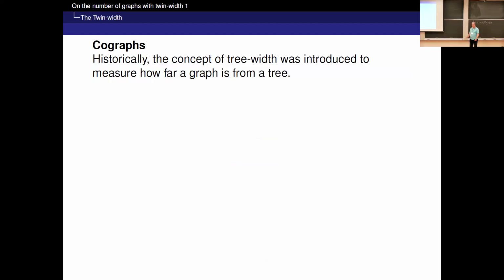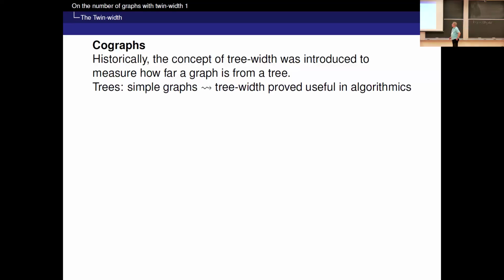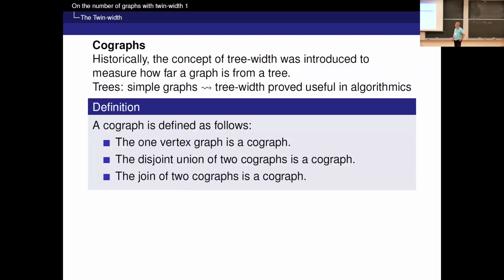Historically, there is a concept which is well known in graph theory, which is tree width, which somehow measures how far a graph is from a tree, and it has some algorithmic implications. Trees are simple graphs, and that's why tree width is so important. But there is another class of simple graphs, which is cographs. The cograph is defined as follows.